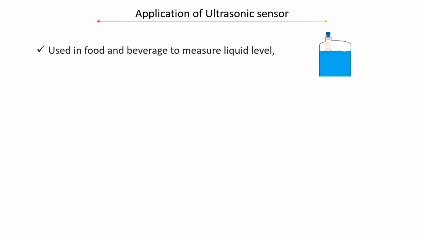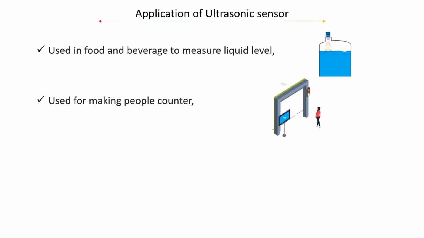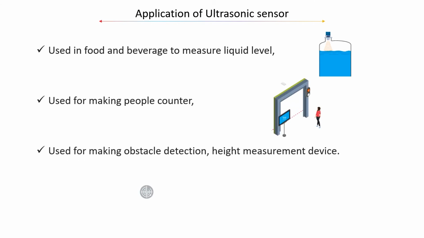Application of this sensor. This sensor can be used in food and beverage to measure the liquid level. It can also be used for making a people counter. Another use for this sensor is to make obstacle detection, height measurement devices, etc.